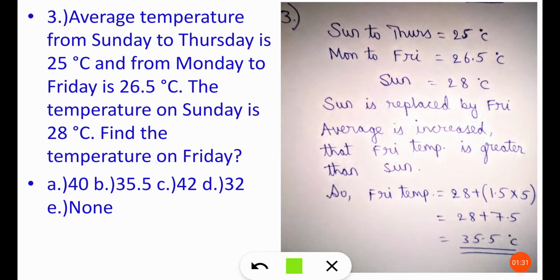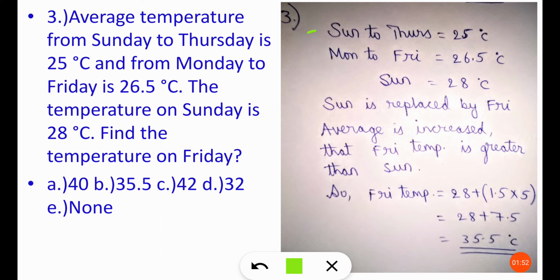Average temperature from Sunday to Thursday is 25 degrees centigrade and from Monday to Friday is 26.5 degrees centigrade. The temperature on Sunday is 20 degrees centigrade. Find the temperature on Friday. Here the average temperature from Sunday to Thursday of 5 days is 25 degrees centigrade and average from Monday to Friday, the same 5 days, is 26.5 degrees centigrade.